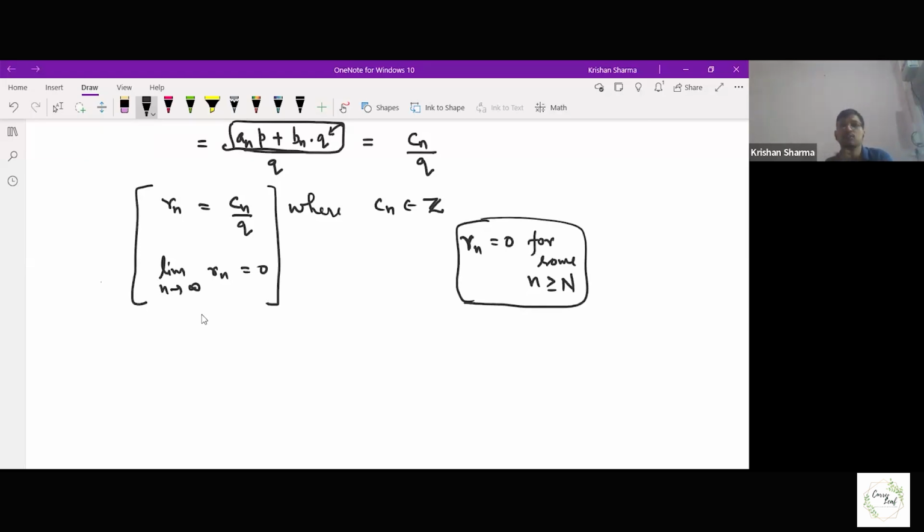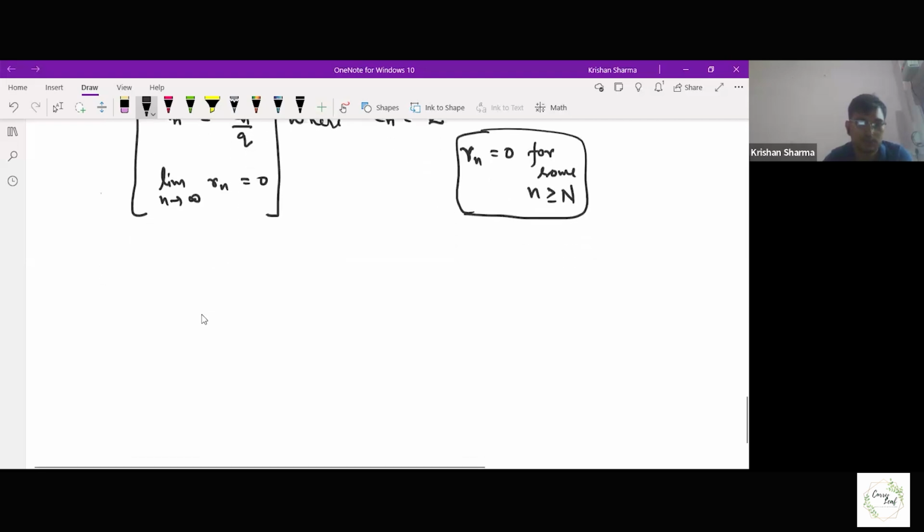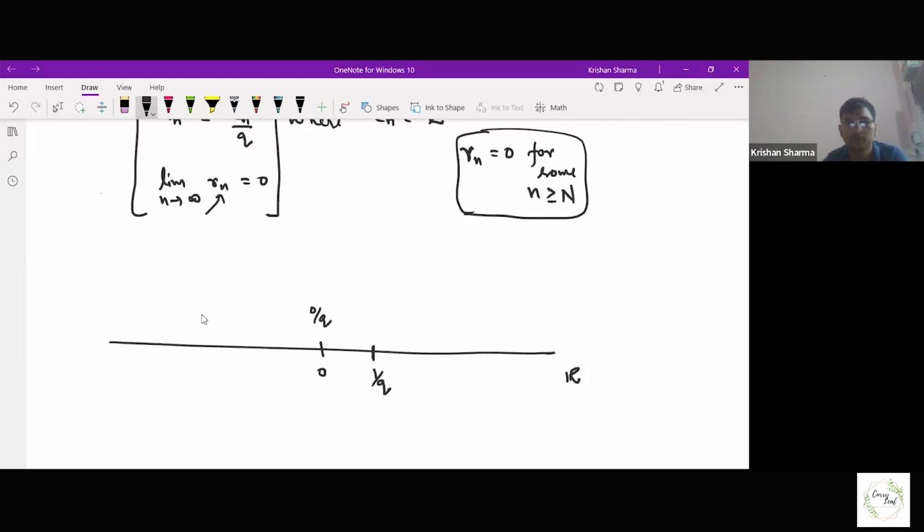So again, there are two proofs. One is mathematical, but I want to explain it to you geometrically. So firstly, understand what that means. Suppose this is your real line R. Now, if I ask you where is 1 upon q, you will say somewhere here, 1 upon q will be here. 0 can be written as 0 upon q.